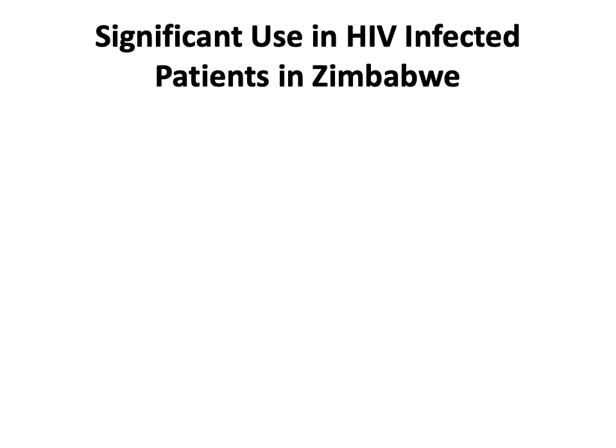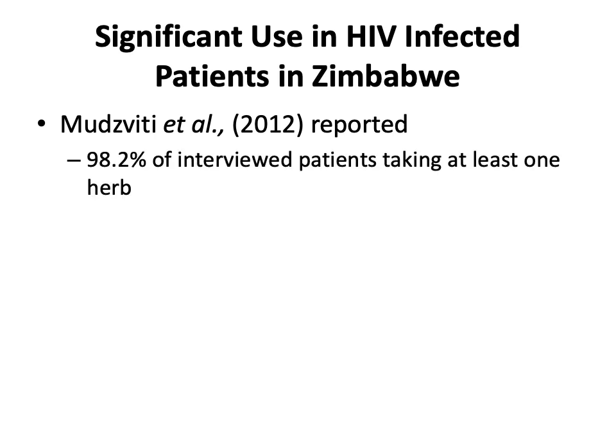When you look at Zimbabwe, apparently there is actually significant use of herbal products or traditional medicines in HIV-infected patients. Mujiti and colleagues did an interesting study in 2012 where, out of patients whom they interviewed who were HIV-infected, 98.2% of the patients interviewed admitted that they were taking at least one herb from the various herbs that we have in Zimbabwe. And that's a pretty high percentage.